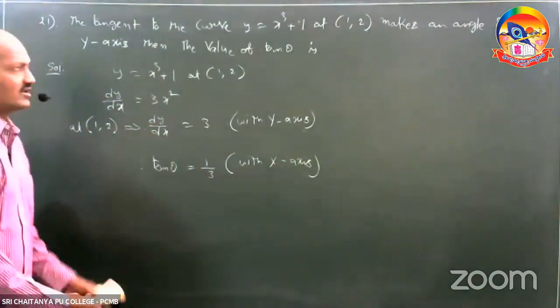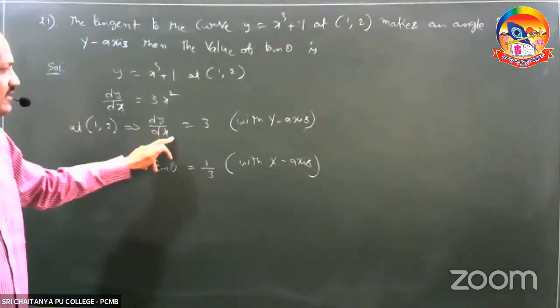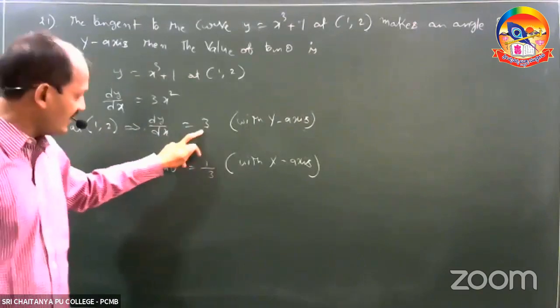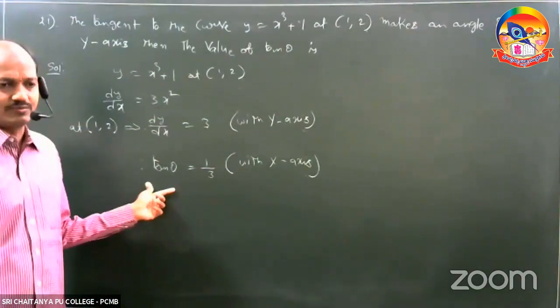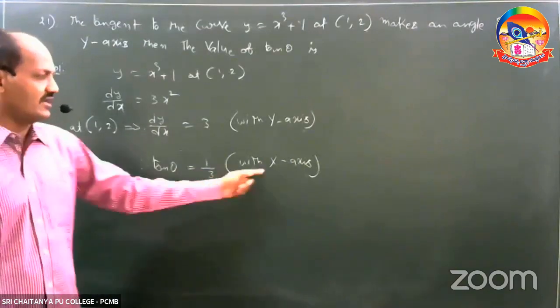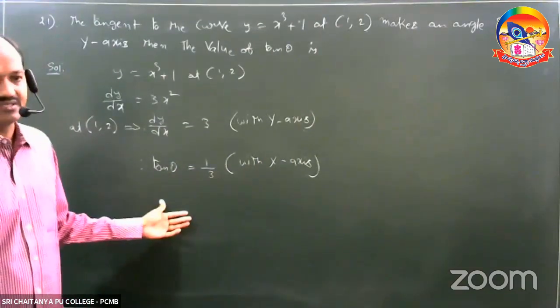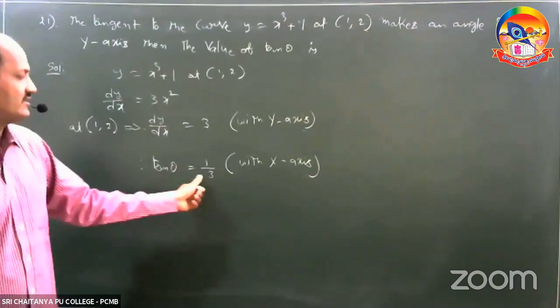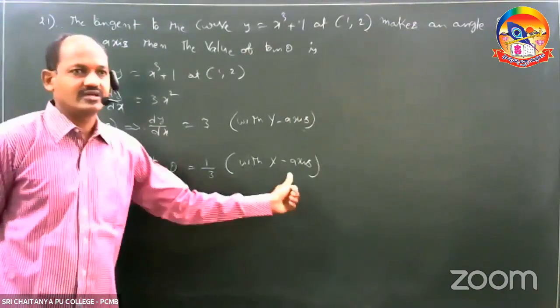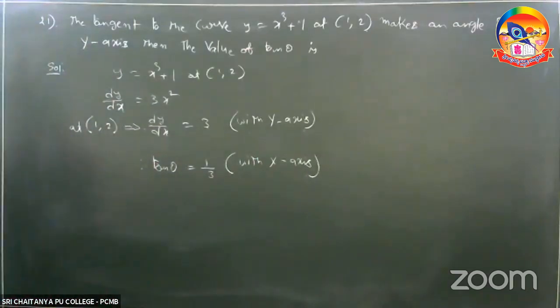So, according to this condition, dy by dx equal to 3 is with the y-axis. Therefore, tan theta is the slope, that is 1 by 3 with the x-axis. Generally, we compare the angle with the x-axis. Standard. So tan theta is equal to 1 by 3. Right.